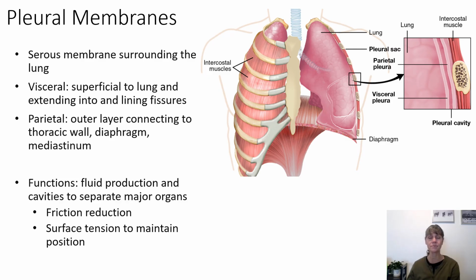And remember that the heart, the trachea, the thymus, and the esophagus are all located in the area known as the mediastinum. The function of the pleural membranes, as with any serous membrane, is to produce serous fluid that helps to reduce friction when these organs move. It also helps in terms of maintaining position of the organ because it provides surface tension.